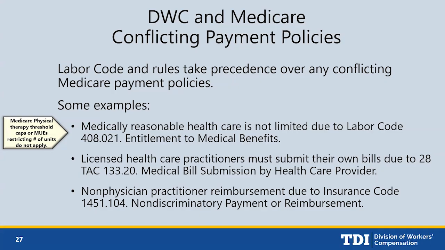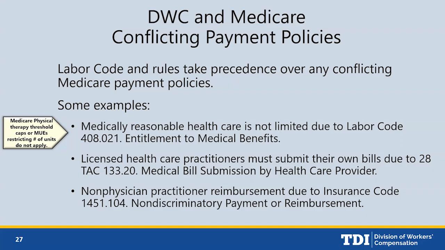There's also something called the medically unlikely edits, MUEs, on the Medicare side. They have some policies that say, we don't think that more than 5 of these units will ever be necessary for our Medicare patients. So that's like a cap on the number of units. We don't have those because of 408.021. Again, your services have to be medically necessary for the compensable injury. There's no cap on only 3 of these or 5 of those or whatever in general. FCEs are an exception. We'll talk about that later.